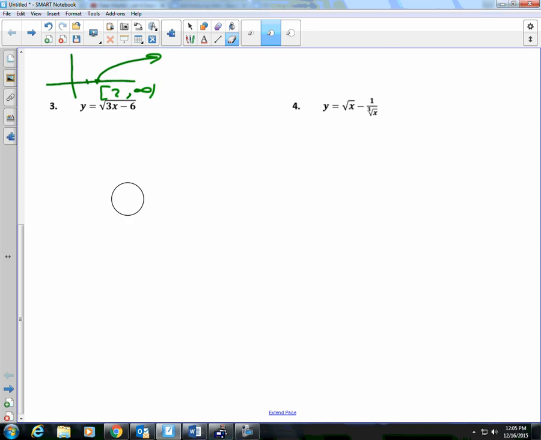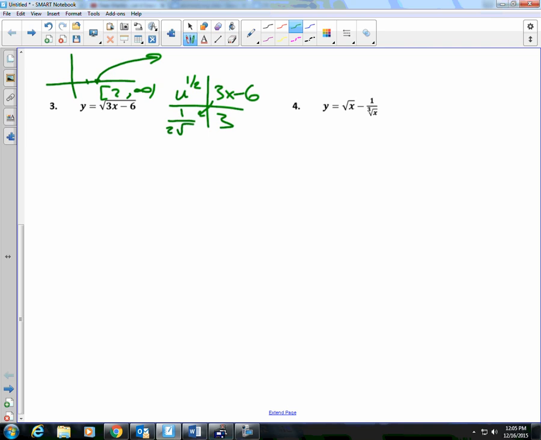So let's take the first derivative. In order to take this derivative, I have to use the chain rule. 3x minus 6 is on the inside, and u to the 1/2 is on the outside. What's the derivative of 3x minus 6? And what is the derivative of u to the 1/2? 1 over 2 roots of u. Very good. So therefore, f prime of x is equal to 3 over 2 times the square root of 3x minus 6.